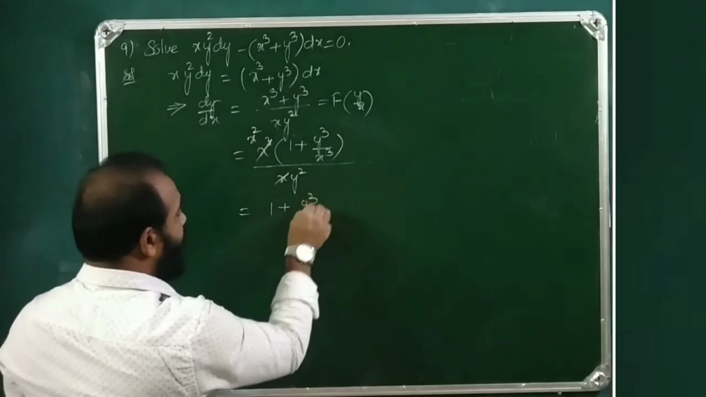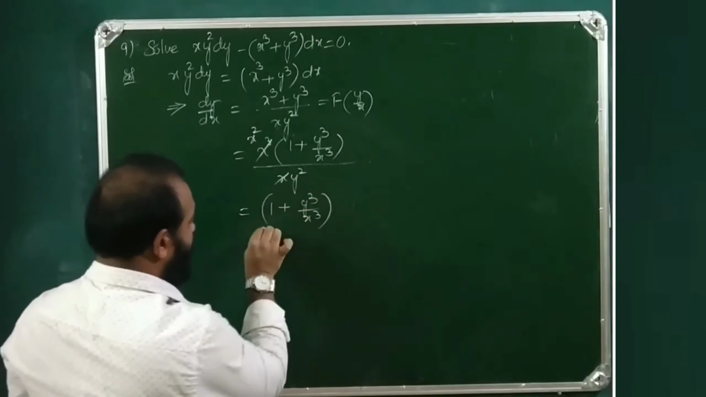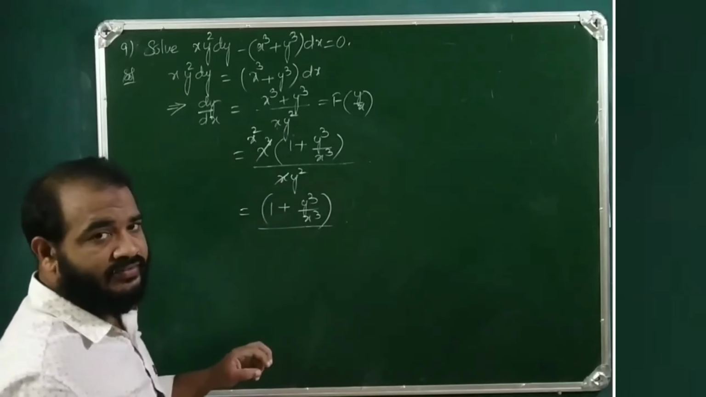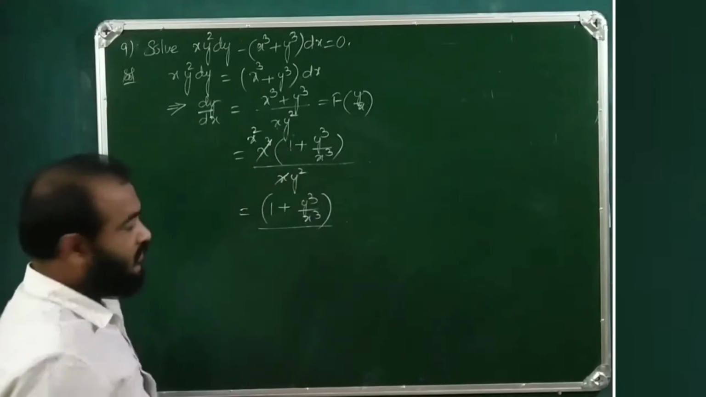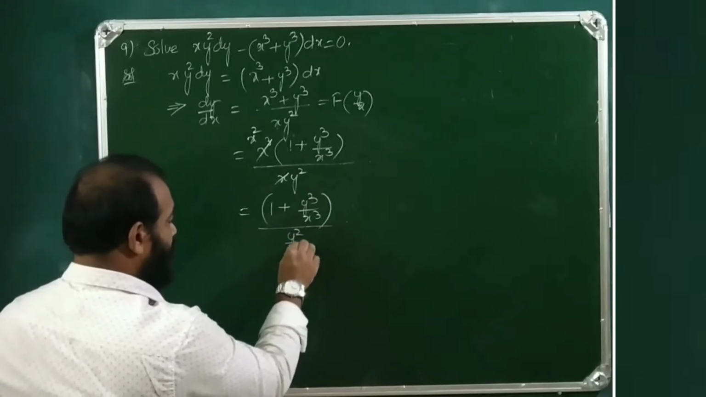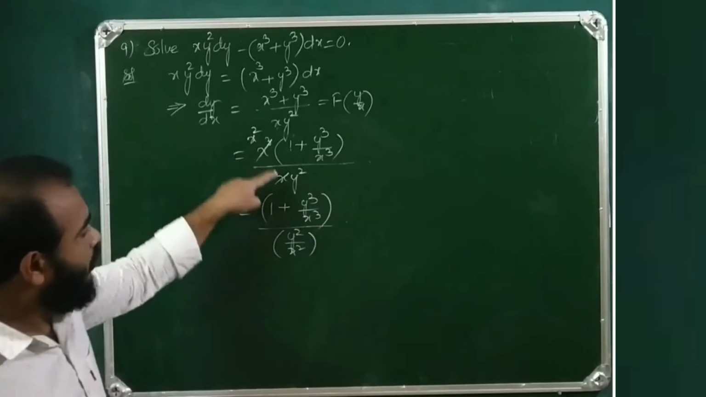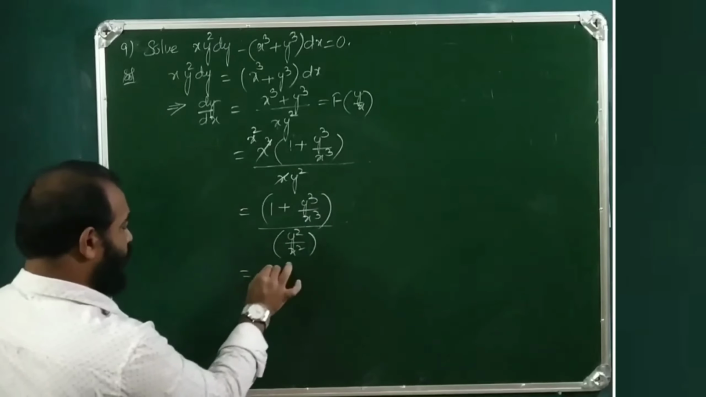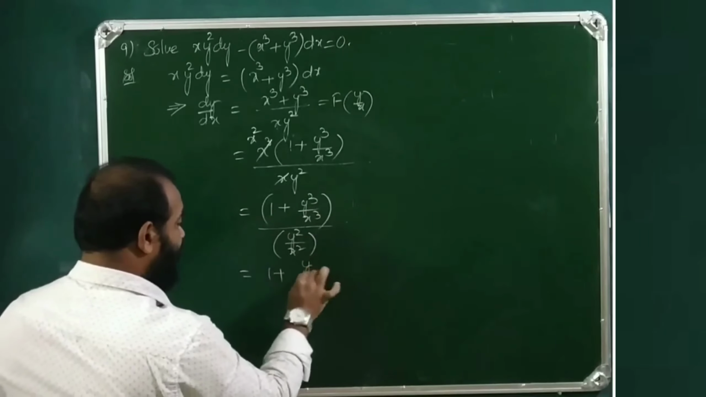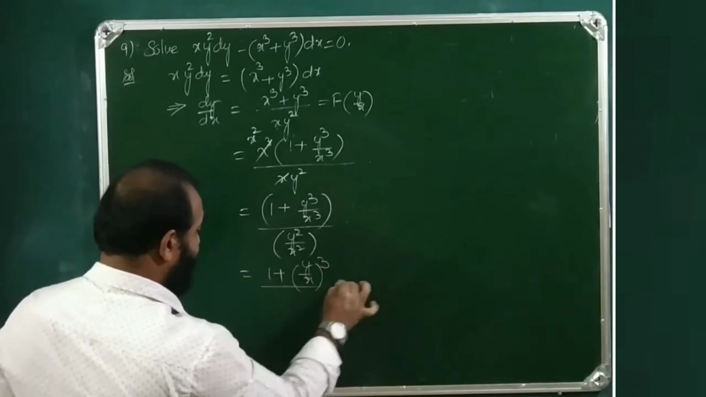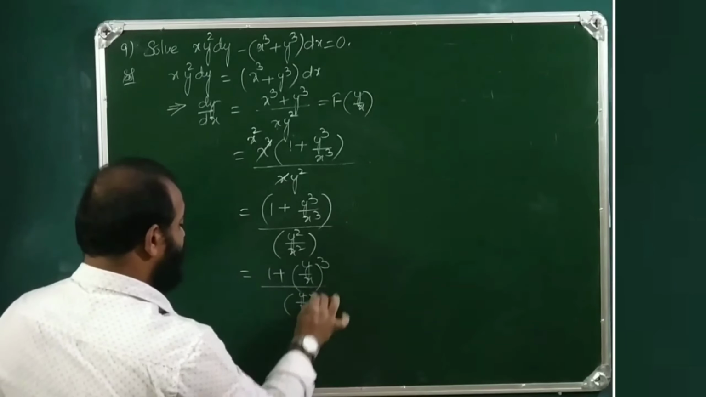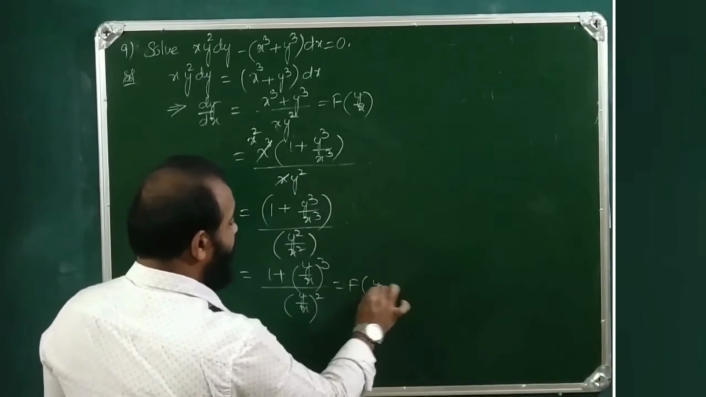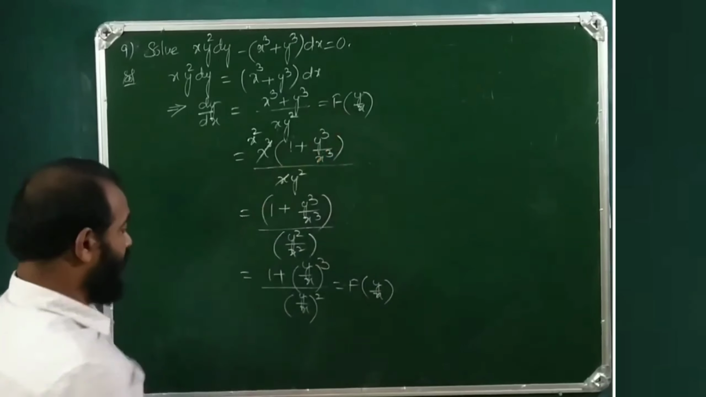plus y cube by x cube by, this is x square by y square. x square by y square can be written as 1 by y square by x square. So this is equals to 1 plus y by x whole cube by y by x whole square. So this is clearly a function of f of y by x, as we said before, dy by dx.